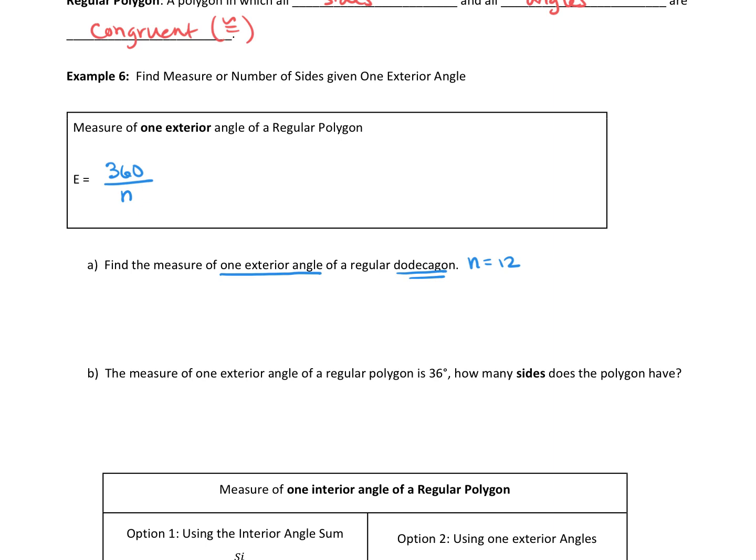We're just going to use the formula we just learned about. One exterior angle is equal to the sum, 360, divided by how many there are. If there are 12 sides, there are also 12 angles, and we get 30 degrees. So one exterior angle in a regular polygon, by the way, this only works if it is a regular polygon, is equal to 30 degrees. Every exterior angle is equal to 30 degrees. We just found the measure of a single one.